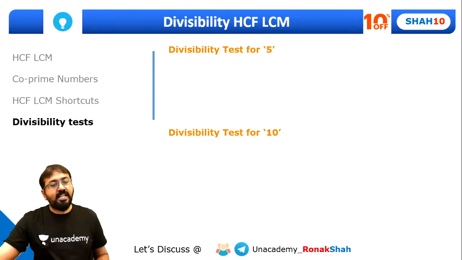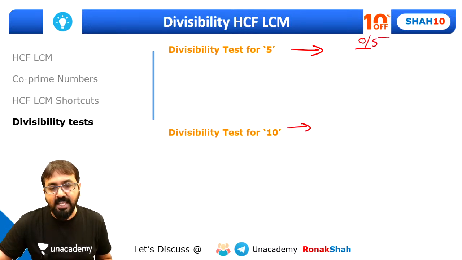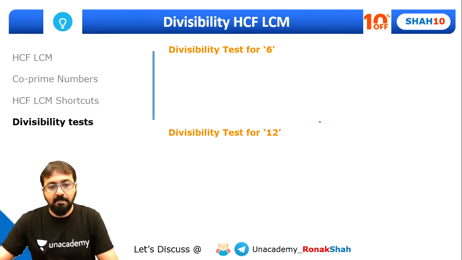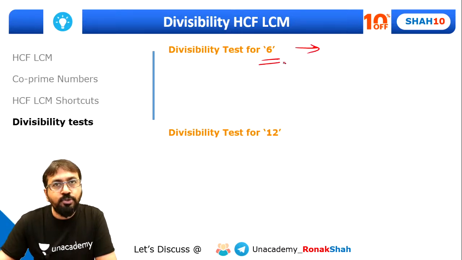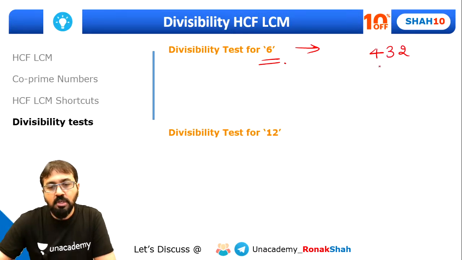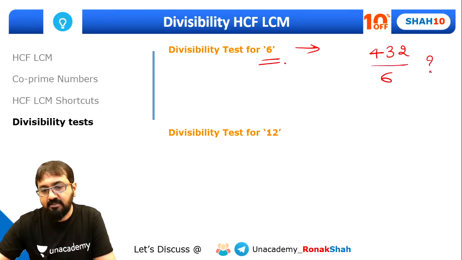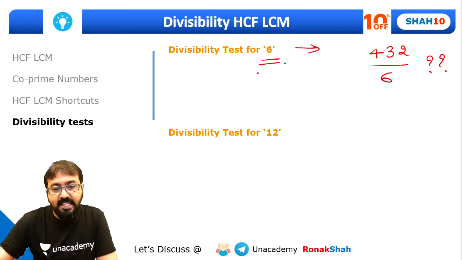Okay. Test for 5, of course, the last digit should be 0 or 5. Test for 10, the last digit should be 0. Very simple to remember. What's the test for 6, guys? How do you check whether a number is divisible by 6 or not? For example, if I give you a number like 432, is it divisible by 6? Yes or no? Correct. So for 6, you need to check for 2 as well as 3.